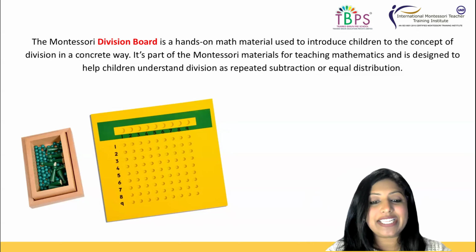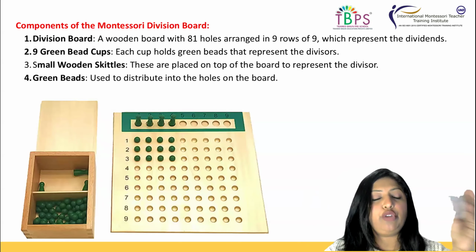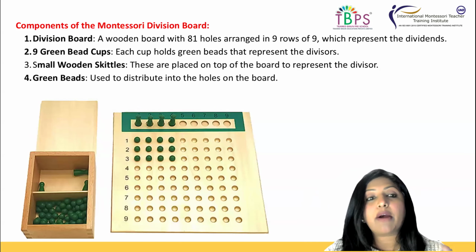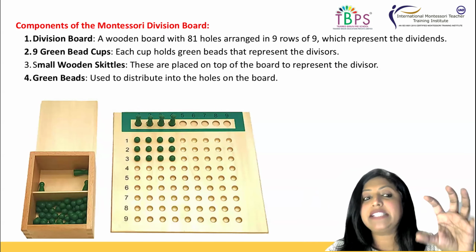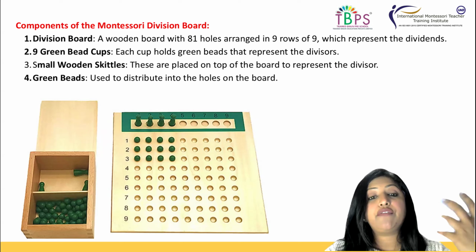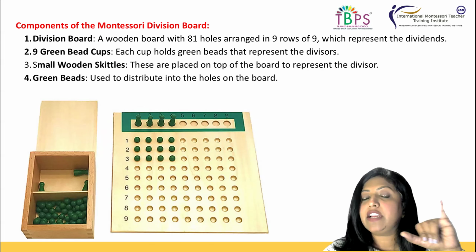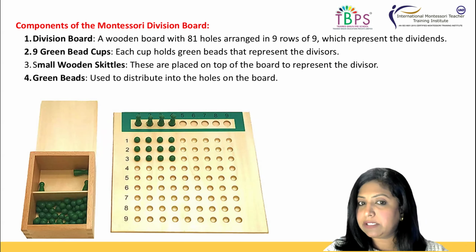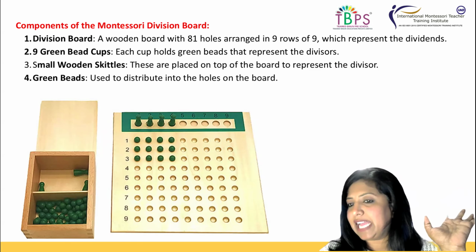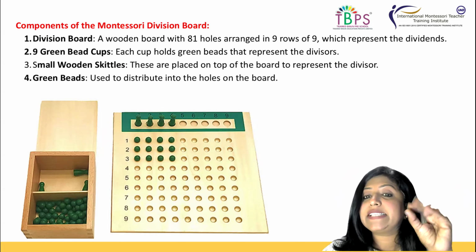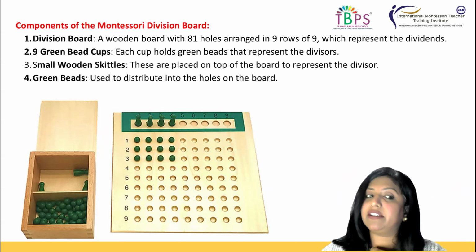Now, once the child is very much aware of the material, you take them and you talk about the components of the board. That means what are the different ones that I need? First, I need a division board. We spoke about it. It has 9 rows and 9 columns, 81 holes. So whatever I'm placing in that represents my dividend.